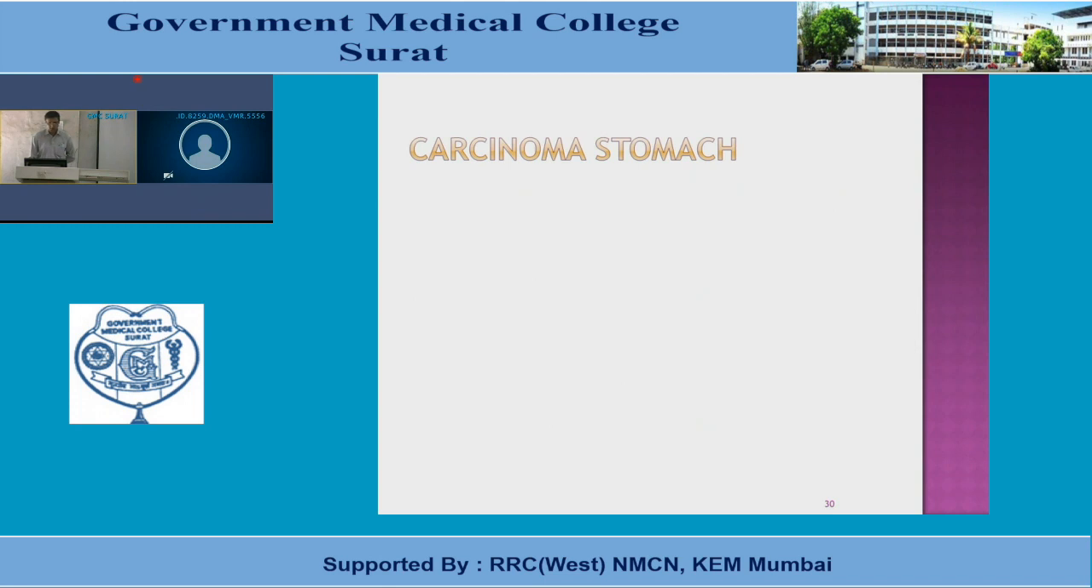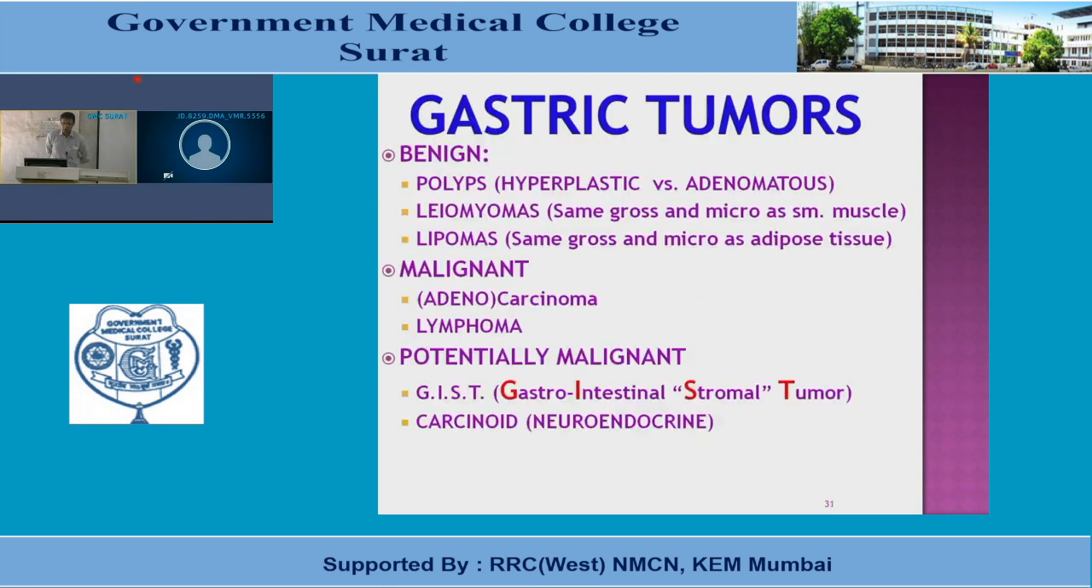Now carcinoma stomach. First of all, gastric tumor classification: in benign tumors, polyp, leiomyomas and lipomas, while in malignant, adenocarcinoma and lymphoma, while in potentially malignant, GIST, gastrointestinal stromal tumor and neuroendocrine tumor or carcinoids.